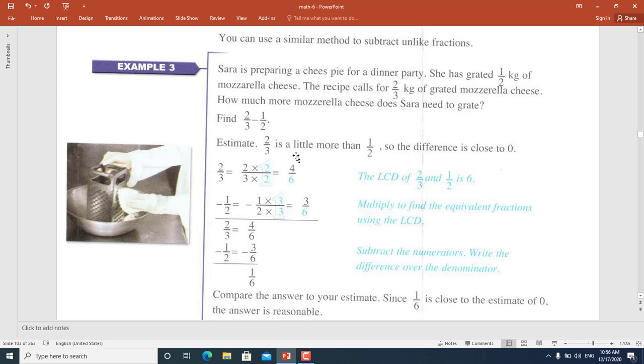We get 4 over 6. For 1 over 2, we multiply by 3 and get 6. 2 times 3 is 6, and 1 times 3 is 3. We get 3 over 6. Instead of 2 over 3 we write 4 over 6, and instead of 1 over 2 we write 3 over 6. After that we subtract the numerators. 4 minus 3 is 1, so we get 1 over 6.